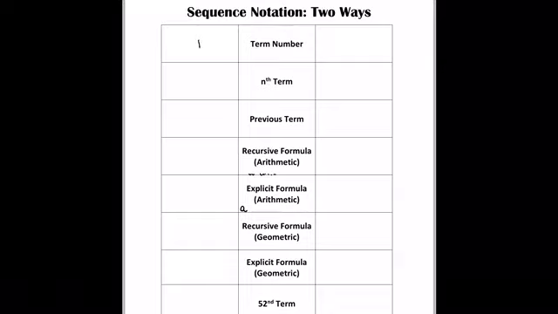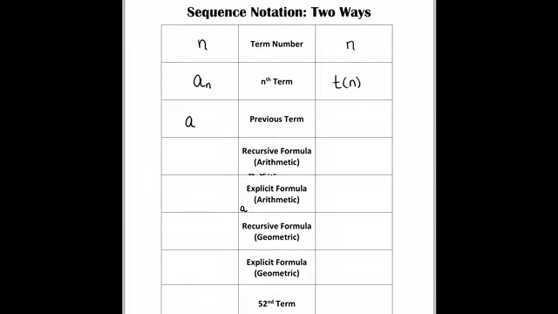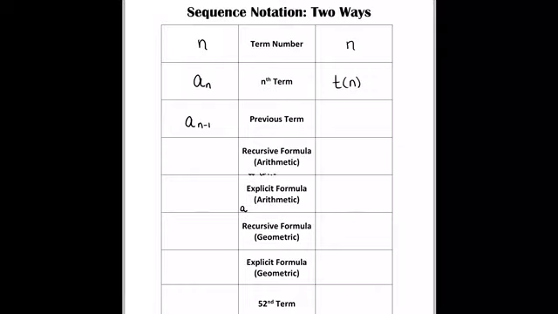In both cases, the term number, so it's the position in the sequence, would be n. And if I wanted to talk about the nth term, I could talk about that as a sub n, or if I use more of this function notation, I could say t of n would represent the nth term in the sequence. The previous term would be a sub n minus 1, or we could have it as t of n minus 1.